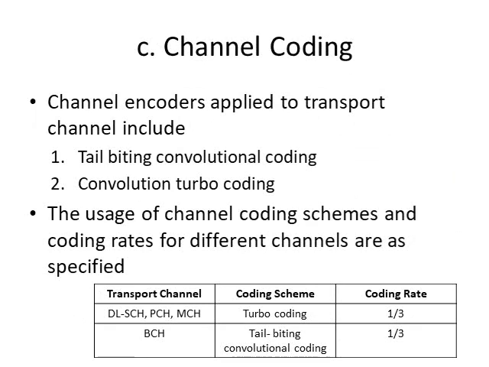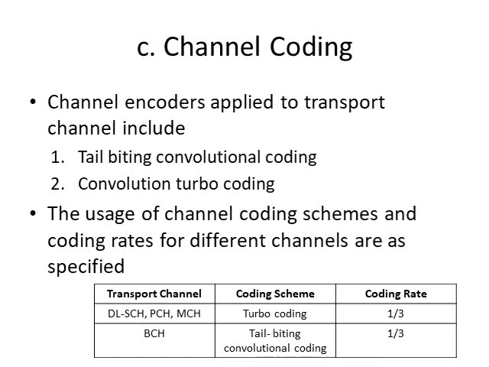Next is channel encoding. Here different types of channel encoders are applied to the transport channels. The channel encoders generally used are tail biting convolutional coding and convolutional turbo coding. These are the two different types of channel encoders that are used. We'll explain tail biting convolutional coding and convolutional turbo coding, with more detail, in a different video.